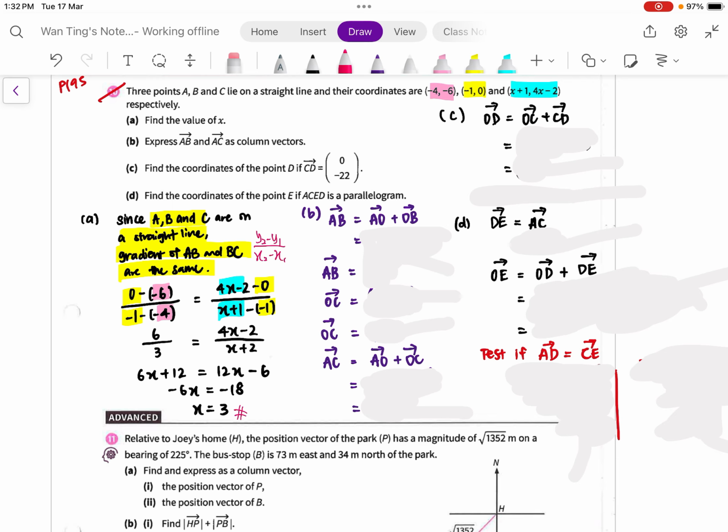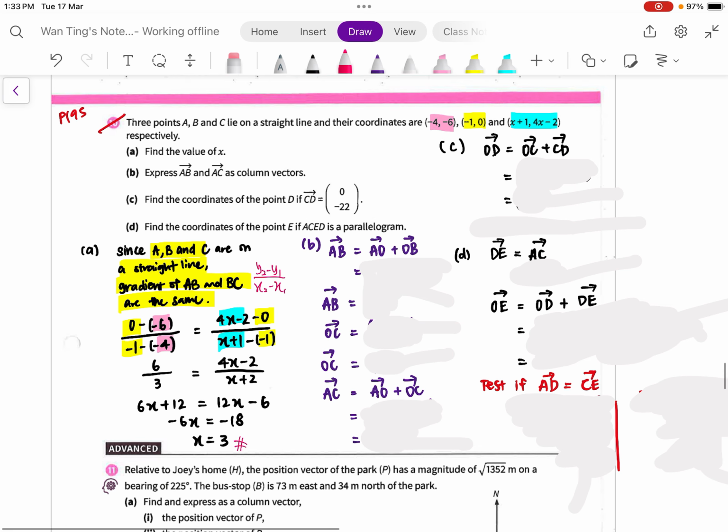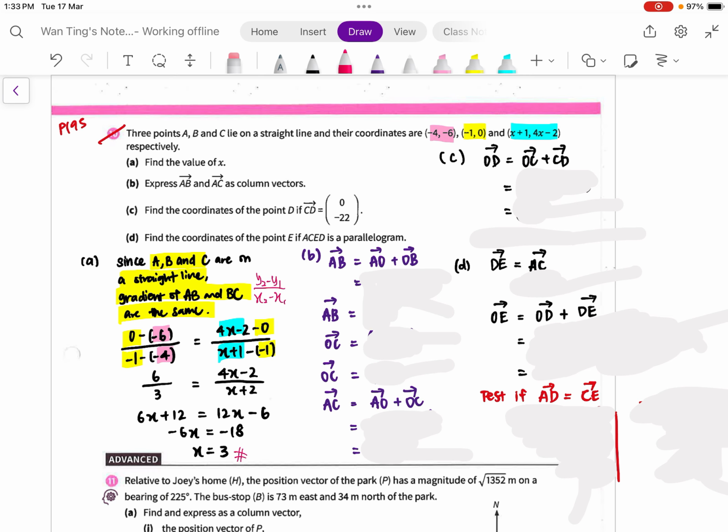Next question, they ask us to express AB and AC as column vectors. Before I do that, I can actually express what is OA, OB, and OC. OA, given the coordinate, I can write this down. OB, also given the coordinate, I can write this down. OC, I have to substitute in the x value, so you can see here, and I got OC.